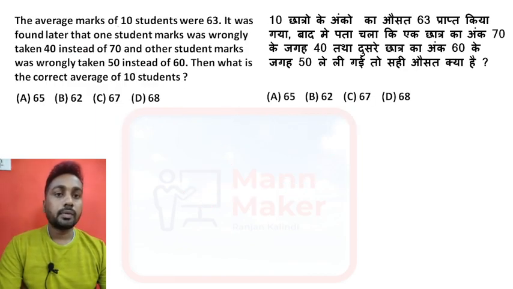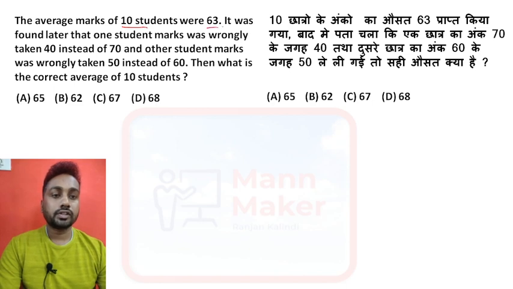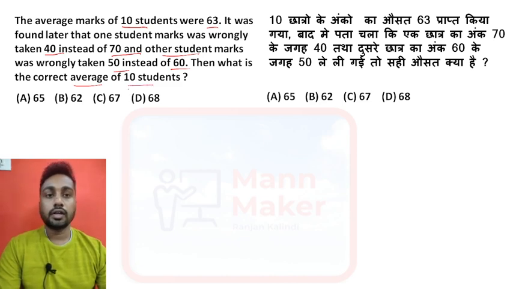The average marks of 10 students were 63. It was found later that one student's marks was wrongly taken 40 instead of 70, and another student's marks was wrongly taken 50 instead of 60. Then what is the correct average of 10 students? So here two data have a mistake.